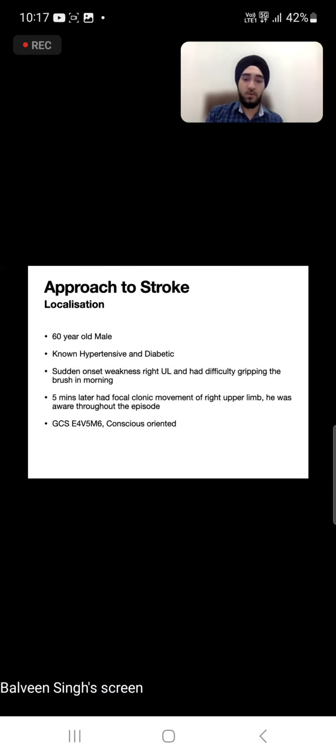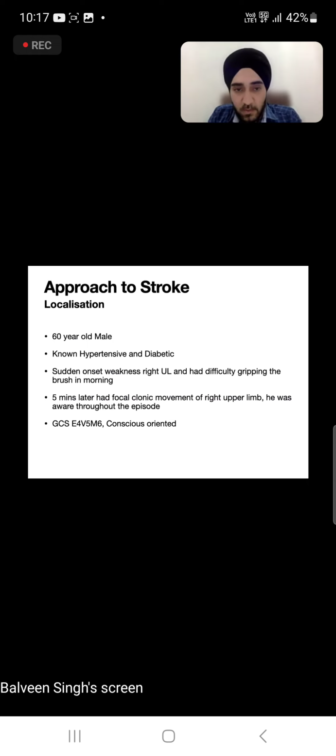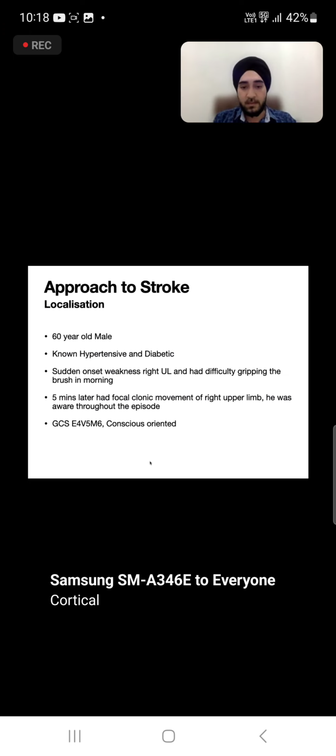Now, approach to stroke. We come back to the three case scenarios that we discussed earlier. So I'm going to ask you the question. You're going to tell me the answer with the supporting points this time. A 60-year-old male, known hypertensive and diabetic, sudden onset weakness of the right upper limb, had difficulty in gripping the brush in the morning. Five minutes later, had focal clonic movement of the right upper limb. He was aware throughout the episode. GCS was full and the patient was conscious and oriented. Localize this for me and tell me the points favoring your localization.